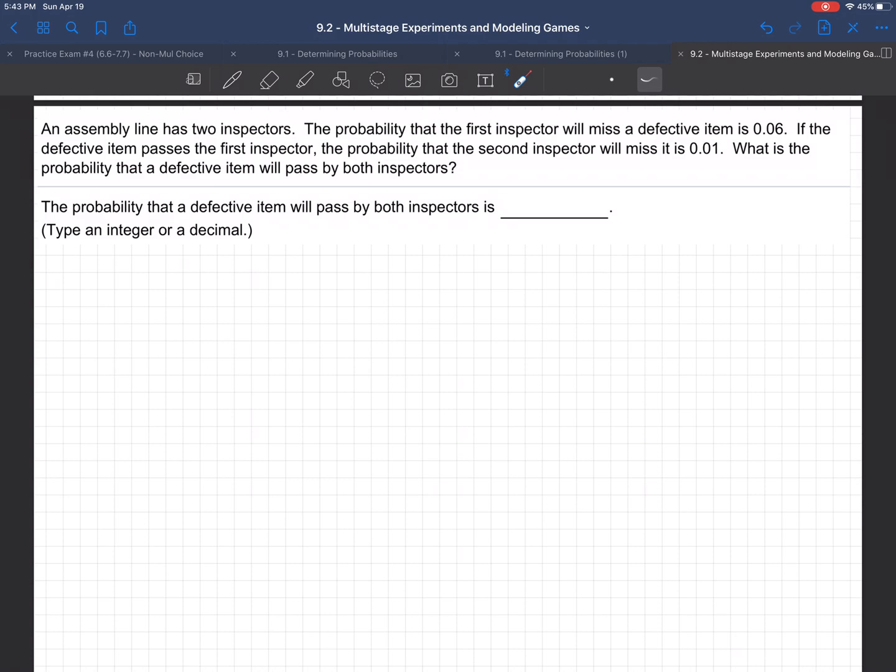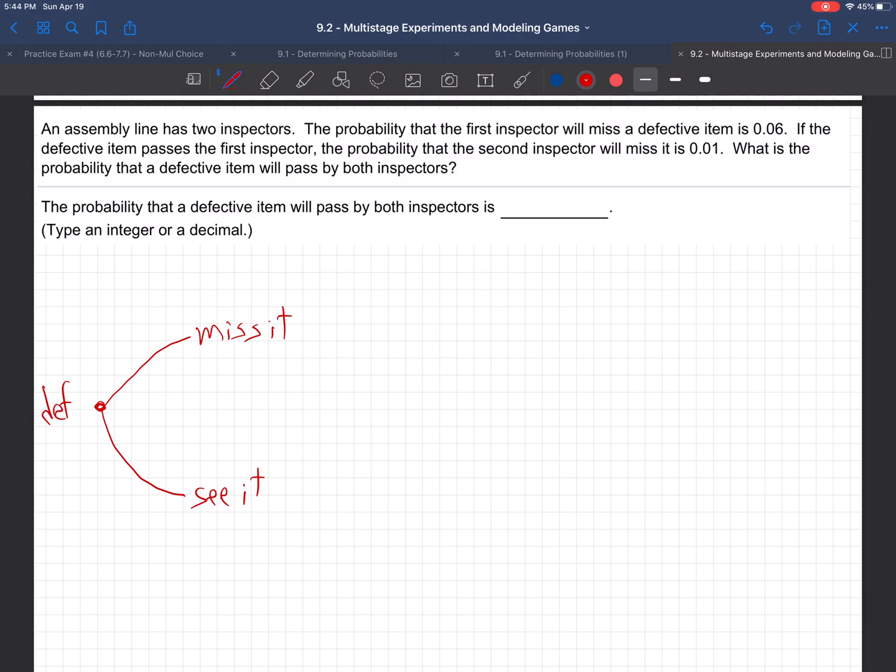Both inspectors. Okay. Well, we need to make a table on this one. So I'm going to do that. I'm sorry, not make a table. We're going to make a tree on this one. And so if you have a defective item, the first inspector may miss it or see it. Right?